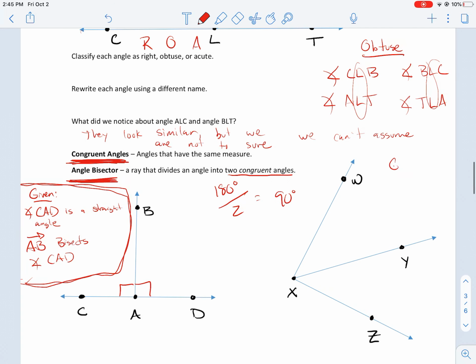I'm going to do the same thing over here. So given, I'm going to say angle WXZ is a right angle. I just gave that piece of information to you. I said this is a right angle. And then I said ray XY bisects angle WXZ.